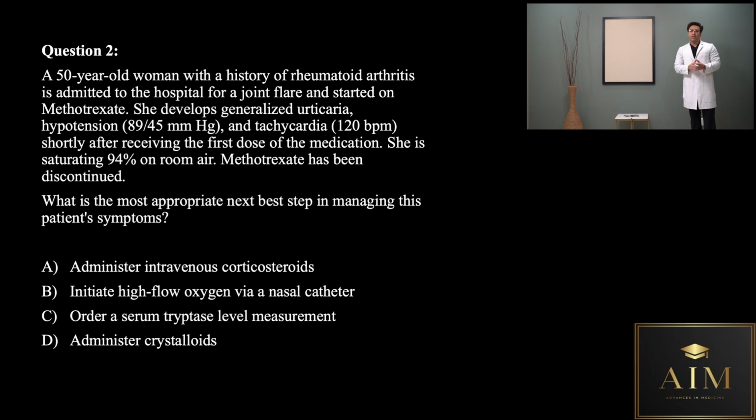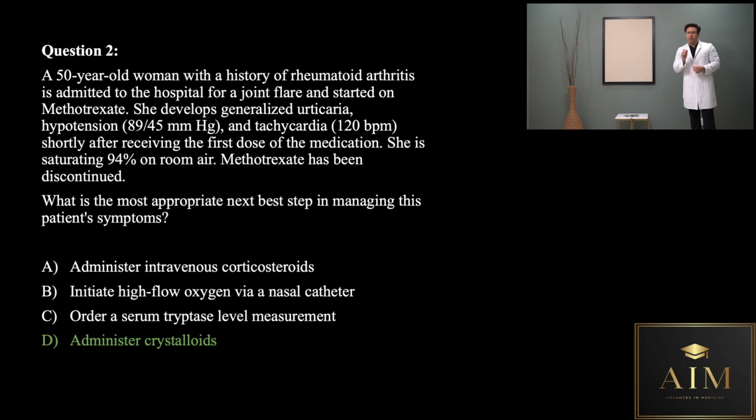Question 2. A 50-year-old woman with a history of rheumatoid arthritis is admitted to the hospital for a joint flare and started on methotrexate. She develops generalized urticaria, hypotension and tachycardia shortly after receiving the first dose of the medication. She is saturating 94% on room air. Methotrexate has been discontinued. What is the most appropriate next best step in managing this patient's symptoms? A. Administer intravenous corticosteroids. B. Initiate high flow oxygen via nasal catheter. C. Order a serum tryptase level measurement. Or D. Administer crystalloids. Let's pause here while you answer the question.